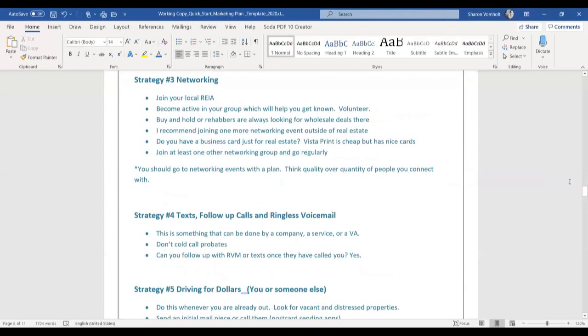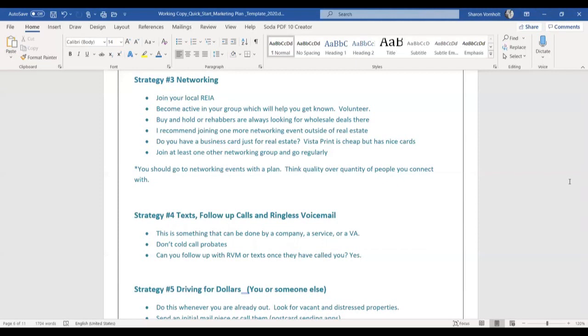Okay, let's move on to strategy number 3, which is networking. Okay, so number 1 would be to join your local RIA. But don't just join it, become an active member and volunteer. Do you know the people that get known the fastest in your local RIA, Real Estate Investors Association? They are the volunteers. They're the people that man the door, that sell the raffle tickets, that volunteer to do things that put them front and center as far as visibility is concerned.